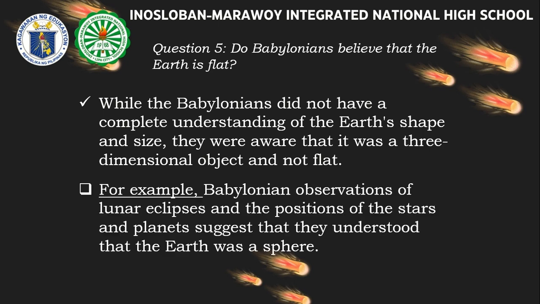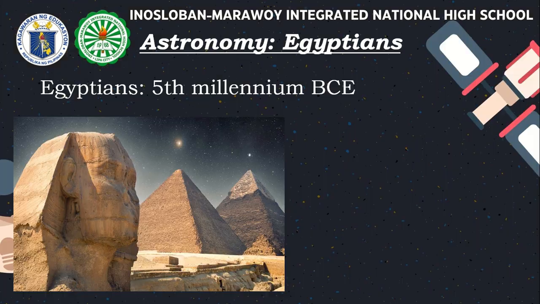Okay, next. For example, Babylonians' observation of lunar eclipses and the positions of the stars and the planets suggest that they understood that the Earth was a sphere. Ayan. So, doon pa lang sa evidence natin or proof, talagang hindi flat yung kanilang observation or understanding about the shape of the Earth. Okay, so next. Proceed naman tayo sa mga Egyptians.